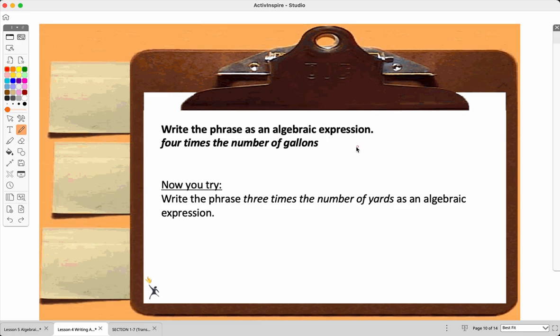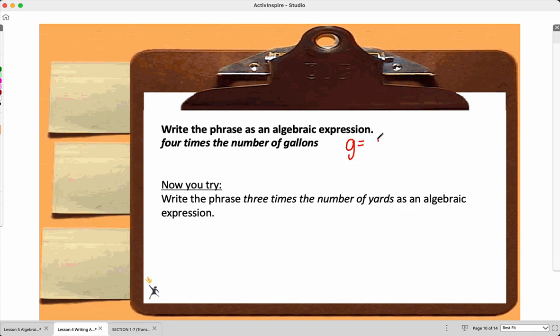4 times the number of gallons. So I'm going to say G is the number of gallons, because that's what I don't know. How would I write 4 times that amount? Well, 4. I don't want to use an X because X looks like another variable. I could use a dot, or the best answer yet is 4G. I'm going to say 4 times G is my answer. And do the same thing as I work my way through.